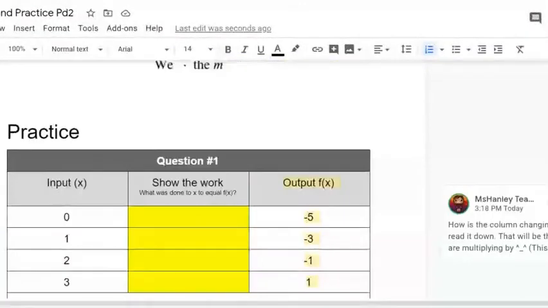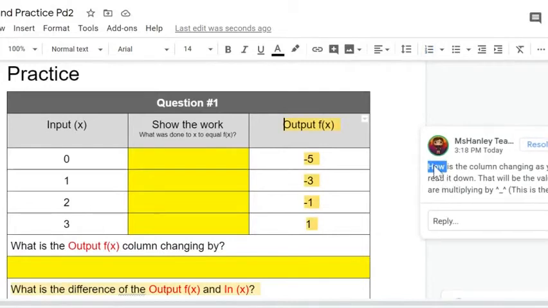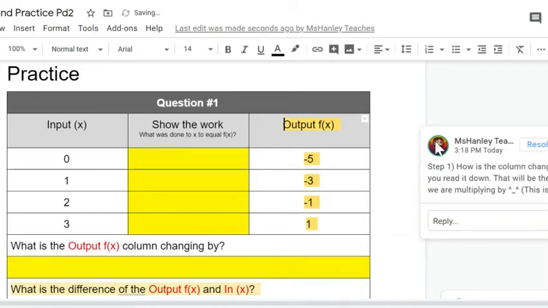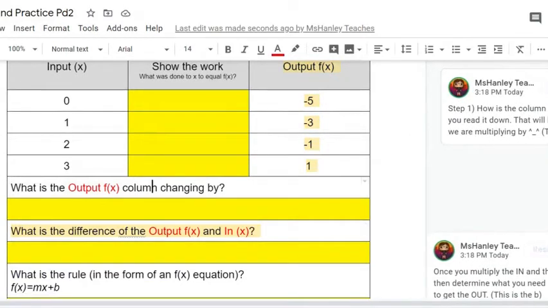So looking at this, you're going to see that I wrote a couple of notes. So the first step, and I'll put a little number 1 here. Let's see if it'll let me edit, and it will. Step 1, maybe I'll write 1. How is the column changing as you read it? And that's what we're going to multiply. That is the m. So I'm writing these little notes to you. Down here, I wrote, what is the difference? So this goes with step 1, right?